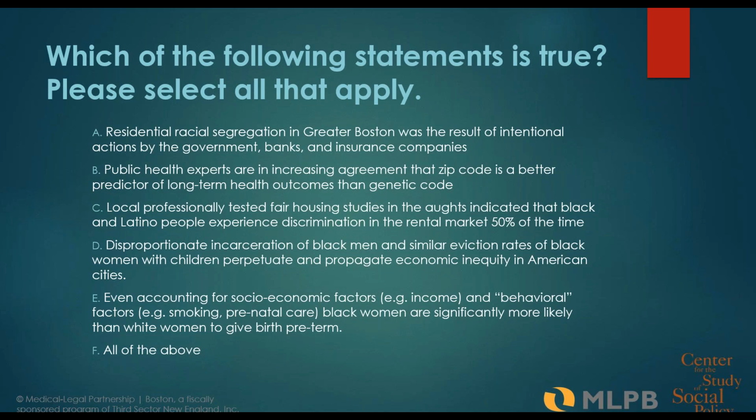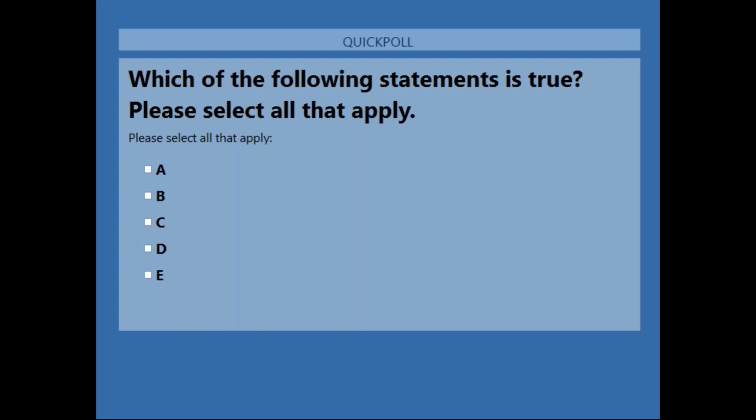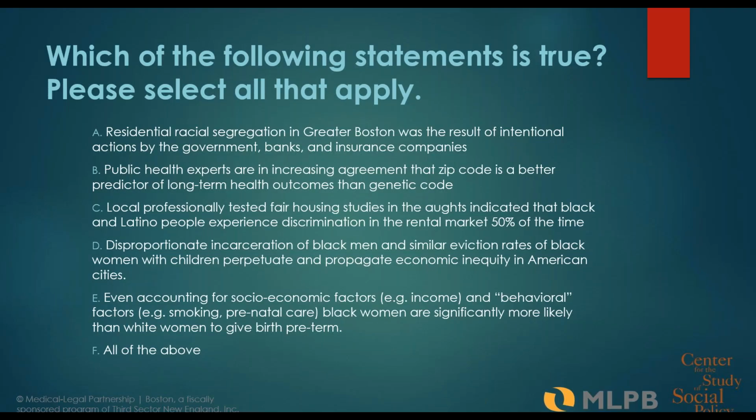And that it is still the case that Black women are significantly more likely than white women to give birth preterm, even accounting for a variety of socioeconomic factors apart from race and behavioral factors. Let's close the poll and just see what people think so far. So I think we may be having a technical difficulty with the poll, which is okay.